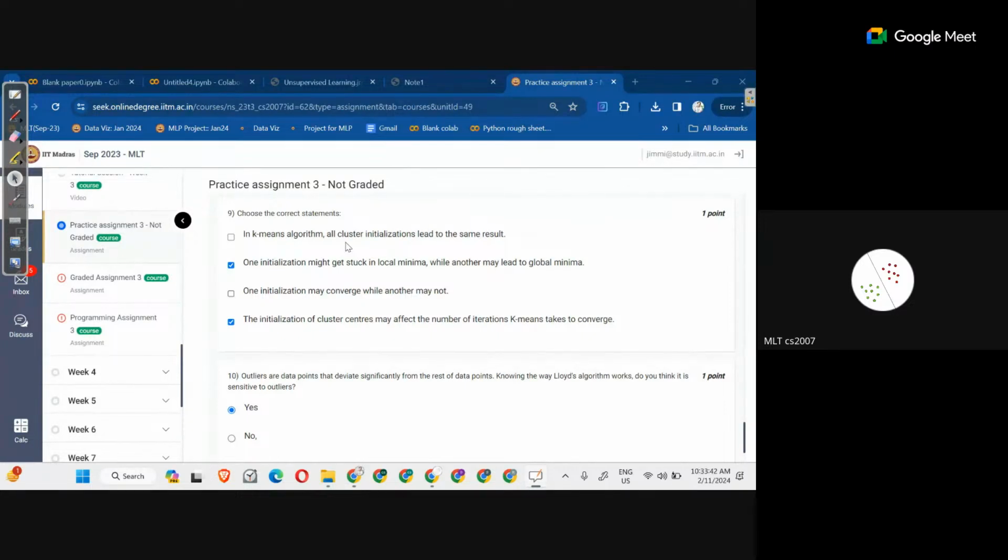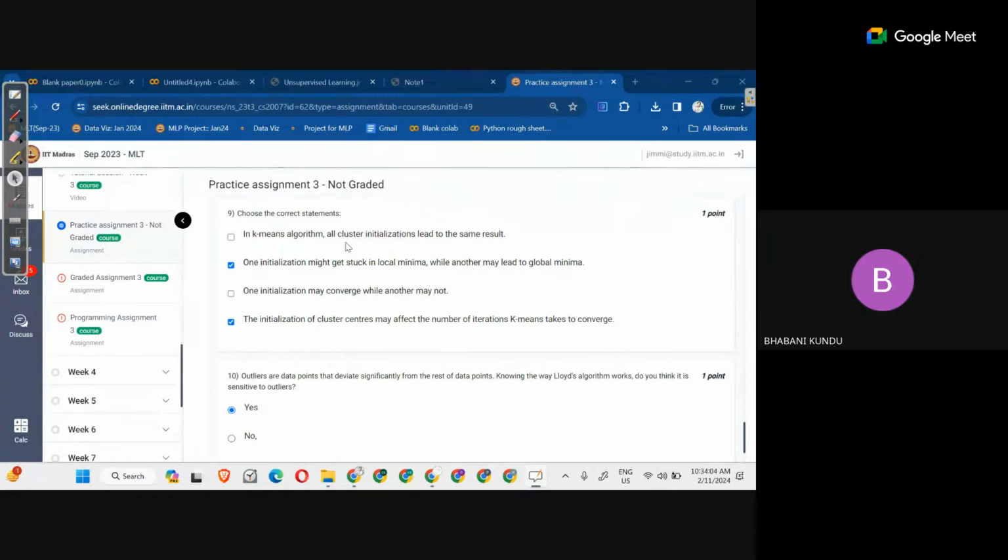The third statement says one initialization may converge while another may not. Can that be possible? No, sir, it cannot. Convergence is the basis of this entire chapter. It will converge for sure. But whether it reaches a local minimum or a global minimum depends on the initialization.